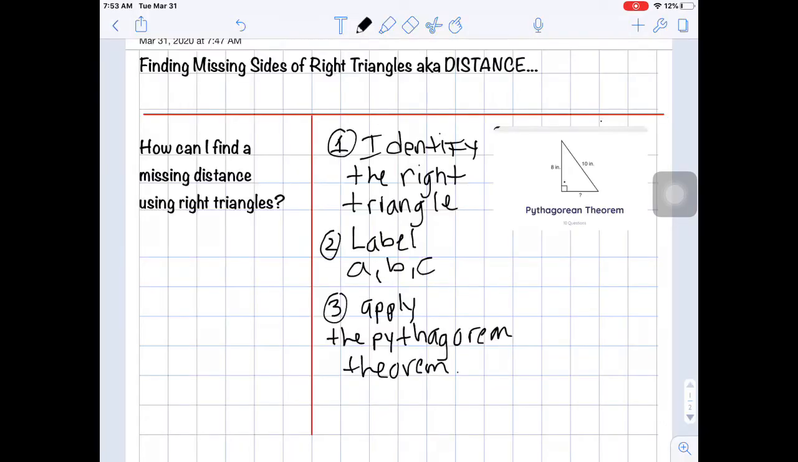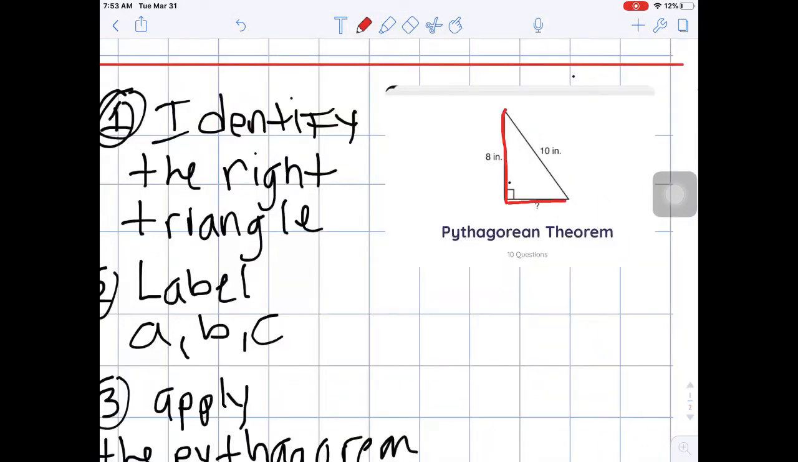Here's what I have so far. I use Cornell Note format where you have the title. Today, these notes or these instructions can help you find missing sides of right triangles, or we can also call that a distance. So how can you find a missing distance using a right triangle? The first thing you should do is identify the right triangle. And I'm going to highlight the right triangle.